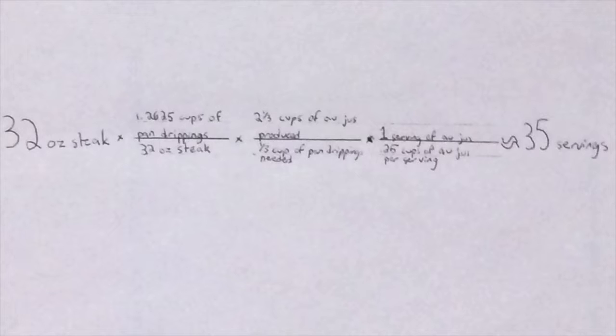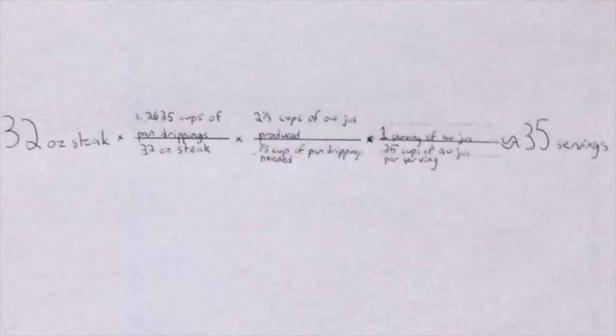This is not the total yield of pan drippings, because we must still account for the contribution from the melted butter that was added during the cooking of the steak, which was 1 tablespoon. 1 tablespoon is equal to 0.0625 cups of melted butter. The sum of these values gives us 1.2625 total cups of pan drippings for one 32-ounce New York strip steak. Now we must calculate the amount of au jus we can create from these drippings.